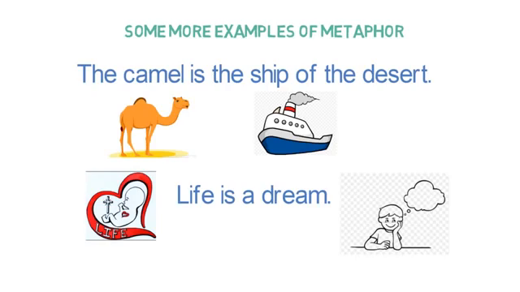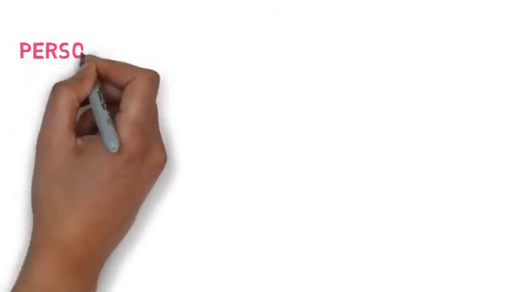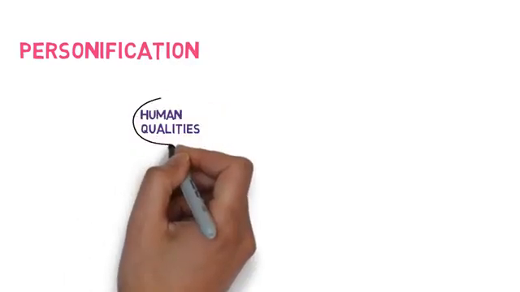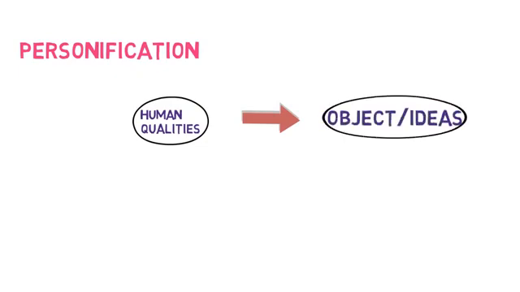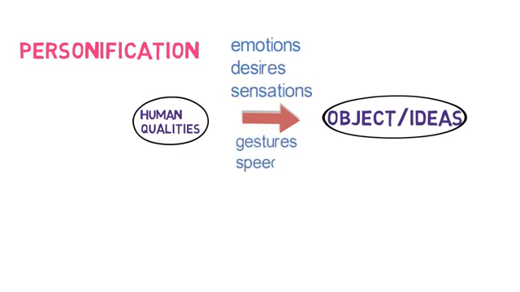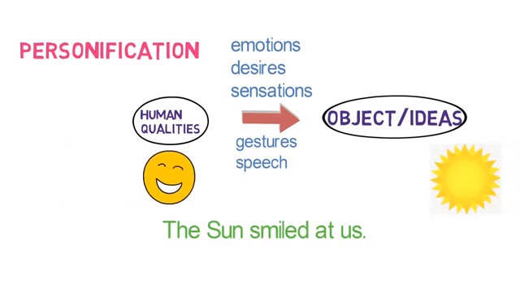Let's look into the next type of figure of speech, personification. Personification is a figure of speech where human qualities are given to objects or ideas. These qualities may be emotions, desires, sensations, gestures, and speech. Let's look into some sentence examples of personification. The sun smiled at us. Here we are giving a human quality, which is smiling, to an object, the sun. So personification is used here.